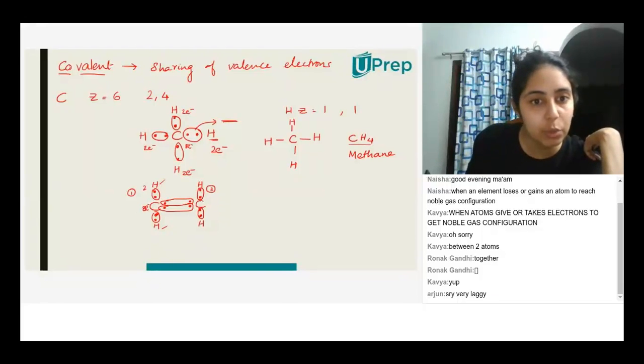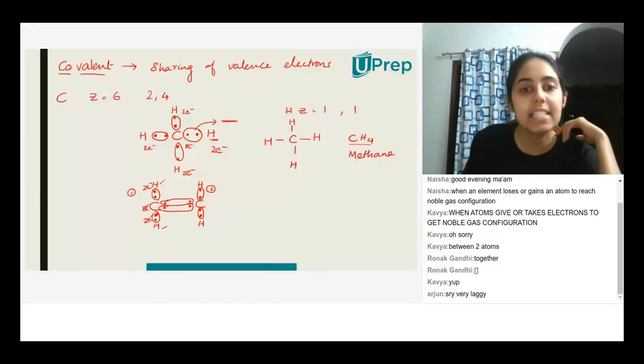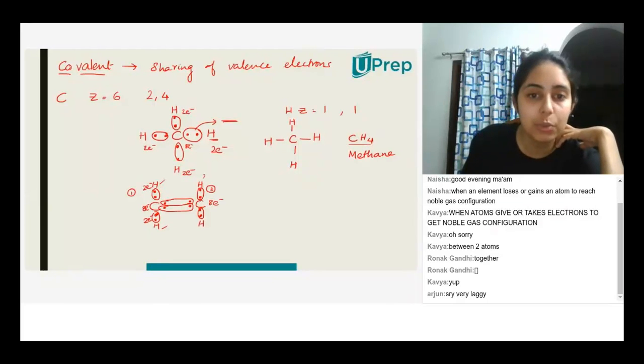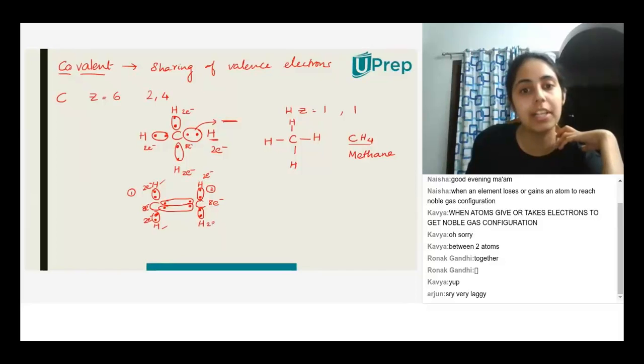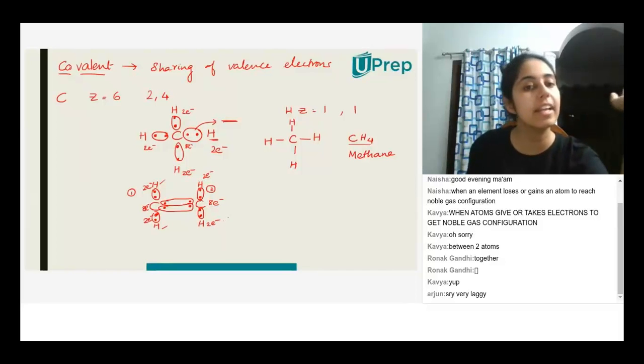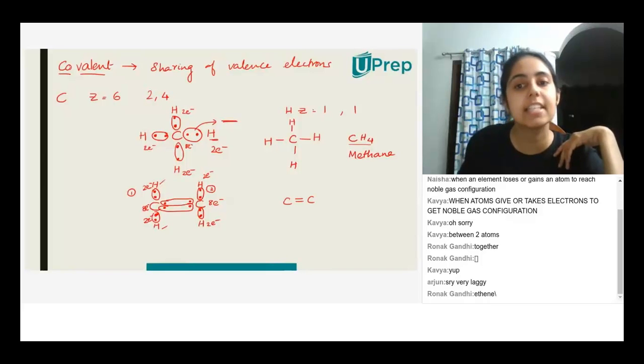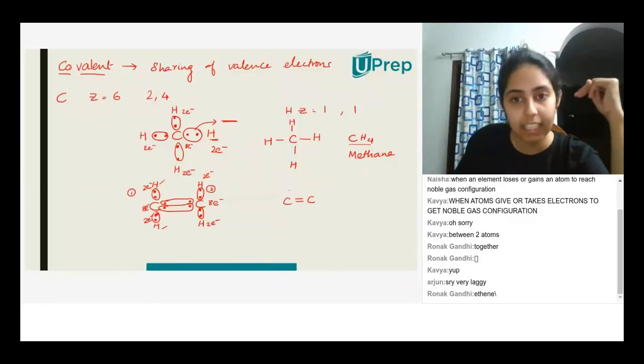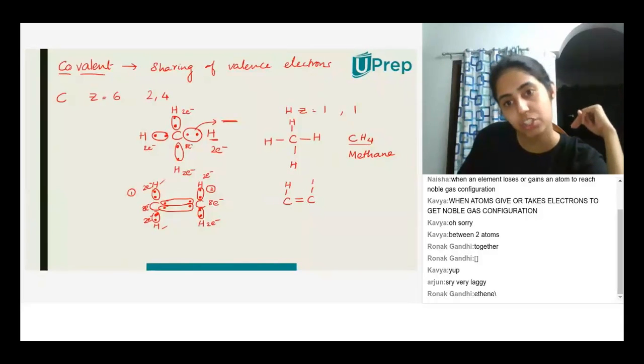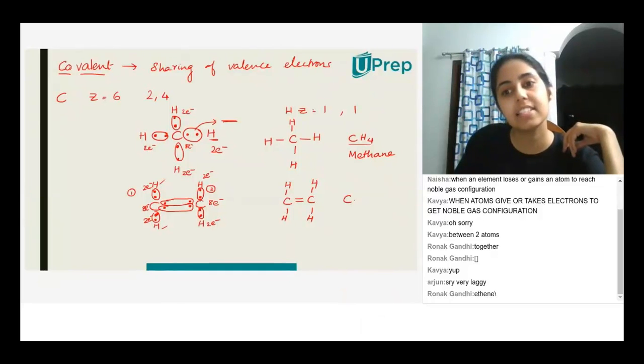This hydrogen has 2 electrons. This hydrogen has 2 electrons. Similarly, the second carbon also ends up having 8 electrons. Hydrogen has 2 electrons, and this hydrogen has 2 electrons. So everything is satisfying the octet and the duplet rule. So I'm just going to write that as C double bond C, H, H, H, H. And this is C2H4, called ene.